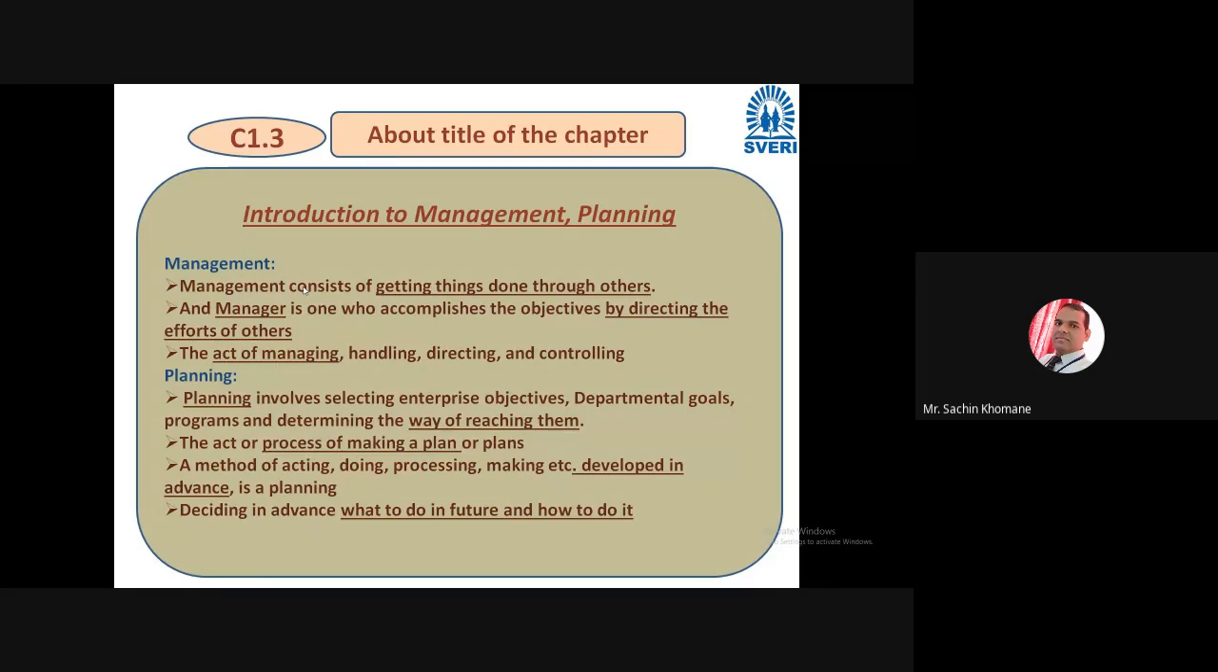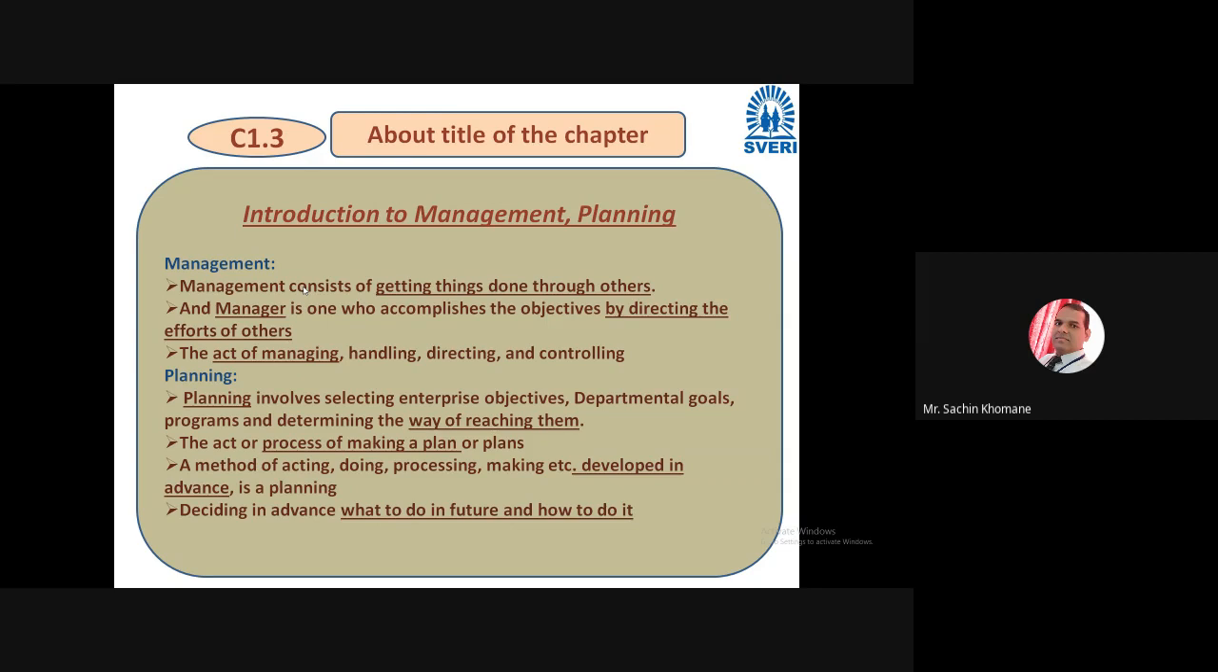Another definition of management: management is nothing but the act of managing, handling, directing, and controlling. Another definition, but I hope it is very simple to remember and understand the concept. What is management? Management is nothing but getting the things done through others. Simple. I hope you understood this.